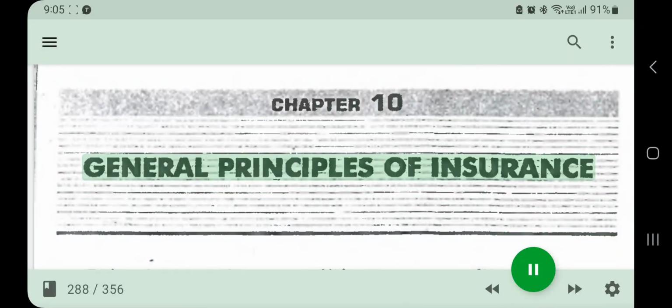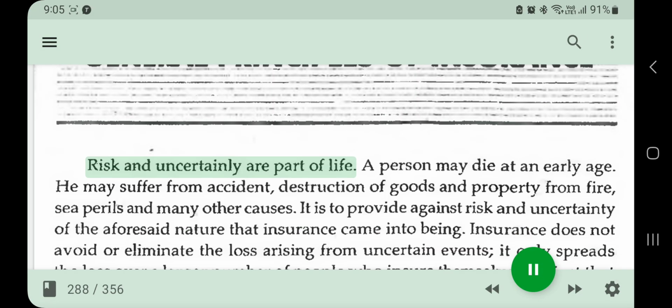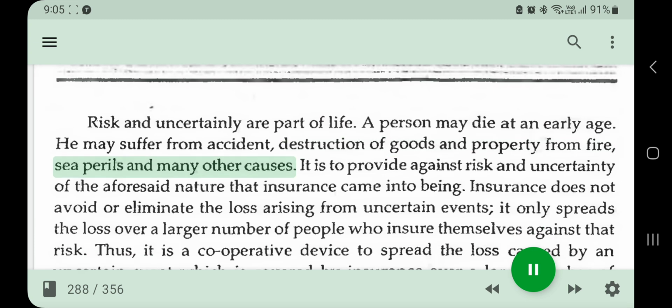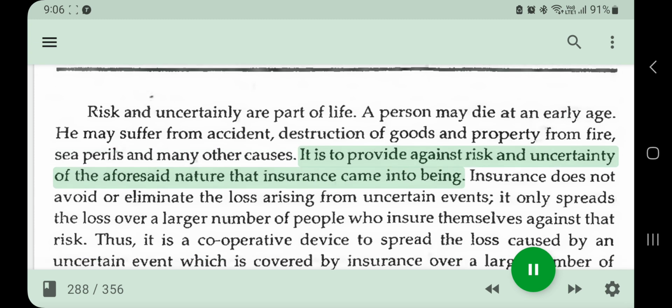General principles of insurance. Risk and uncertainty are part of life. A person may die at an early age. He may suffer from accident, destruction of goods and property from fire, sea perils and many other causes. It is to provide against risk and uncertainty of the aforesaid nature that insurance came into being.